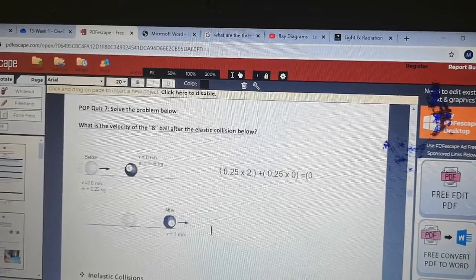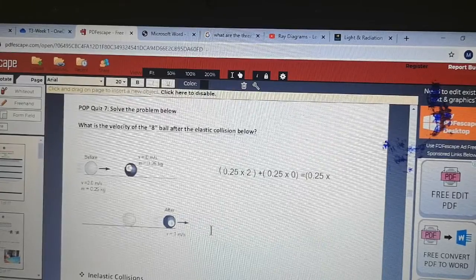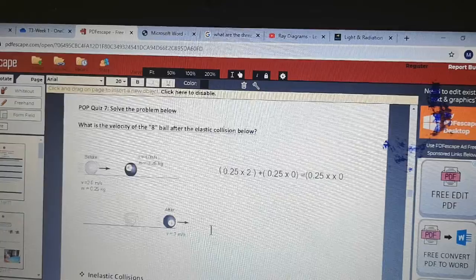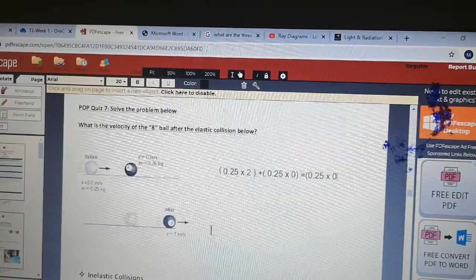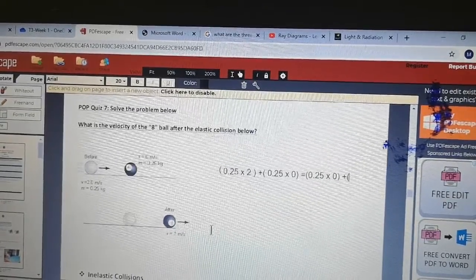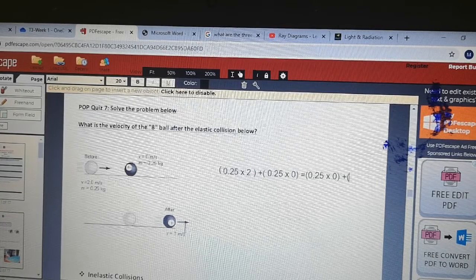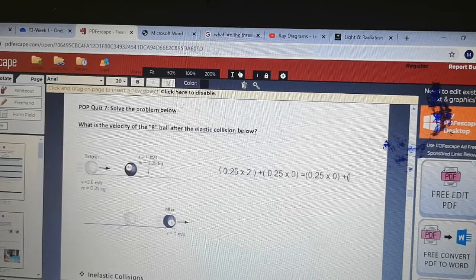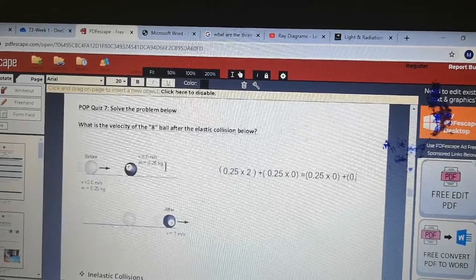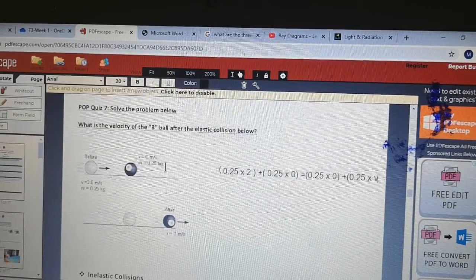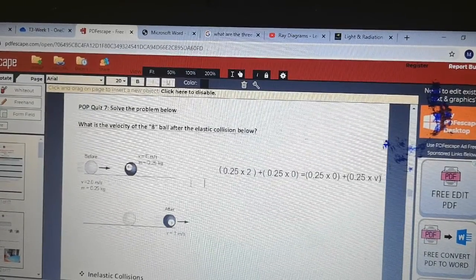So the same mass, right? Mass, but no velocity for the white anymore. And the black ball here, we're trying to find the velocity of the black ball, so we don't know that. We know the mass though, the mass is the same, 0.25, times the velocity for the black ball.